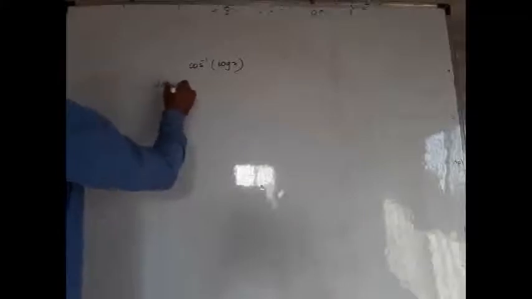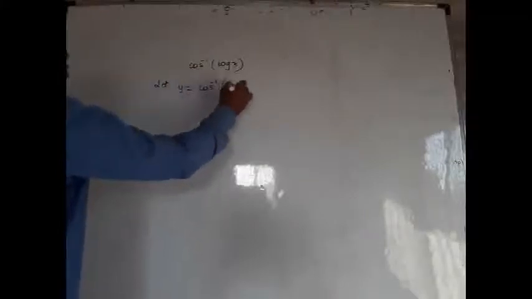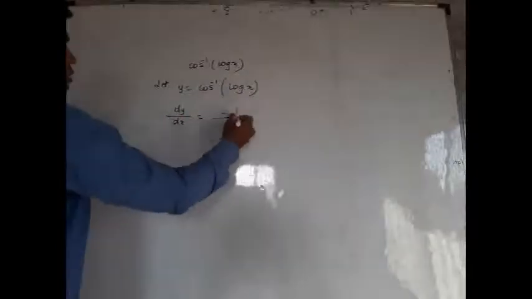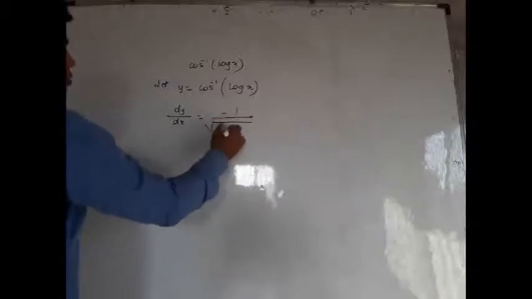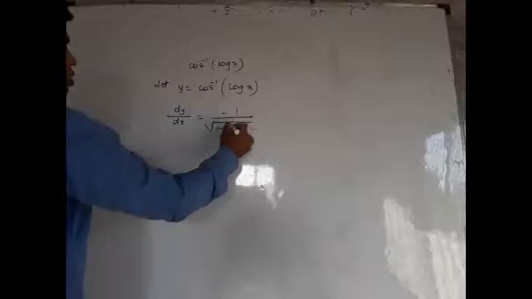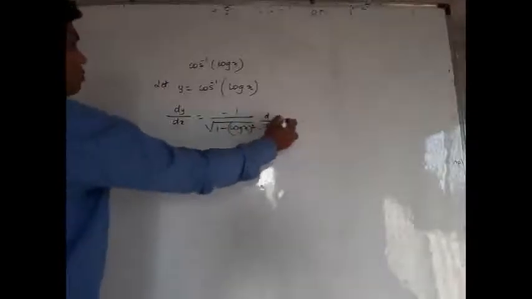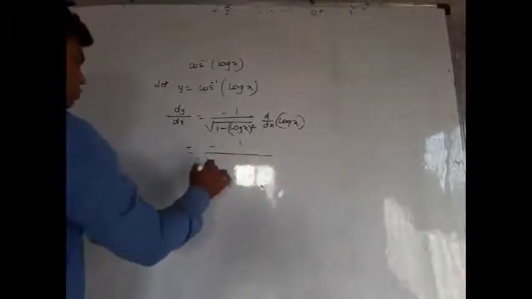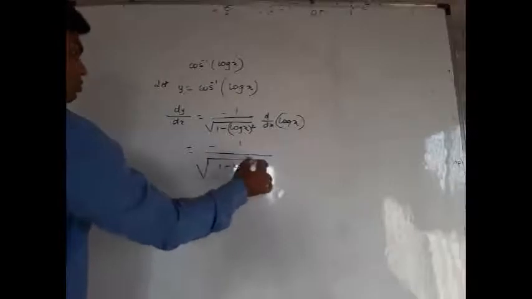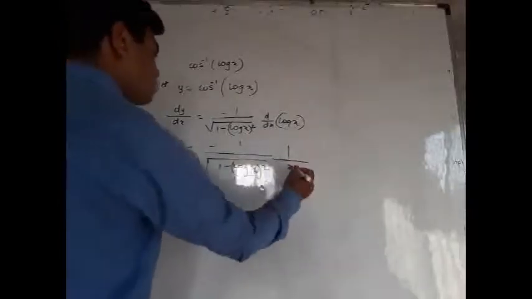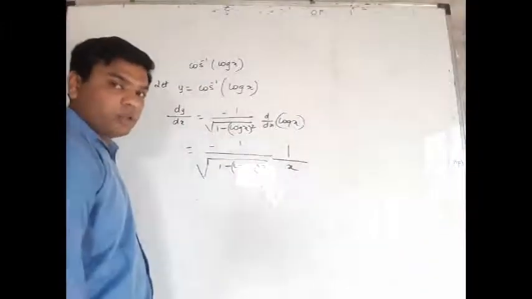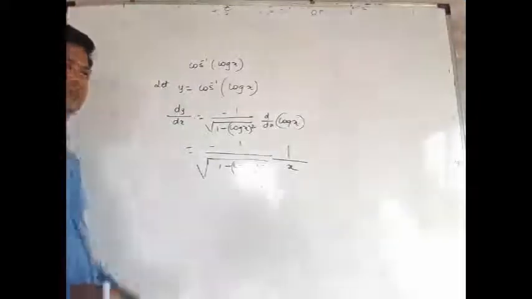Next is cos inverse of log x. First step, let y is equal to cos inverse of log x. While differentiating, dy by dx is equal to minus 1 upon under root of 1 minus (log x) whole square into d/dx of log x. What are we getting? Minus 1 upon under root of 1 minus (log x) whole square. What is the derivative of log x? 1 upon x. This is the simple way to solve the inverse function.